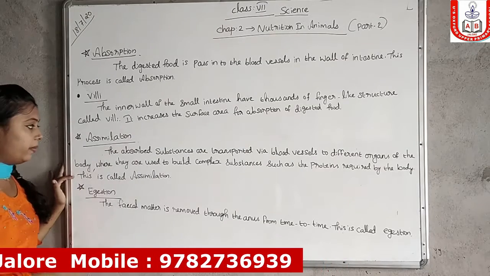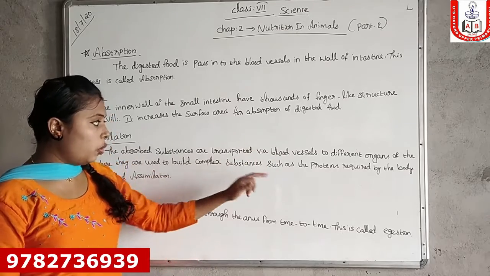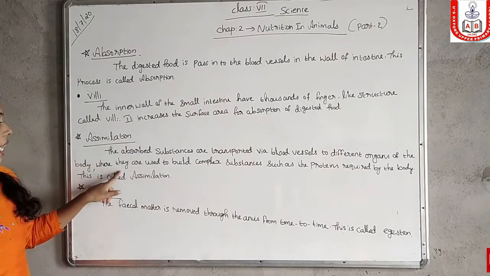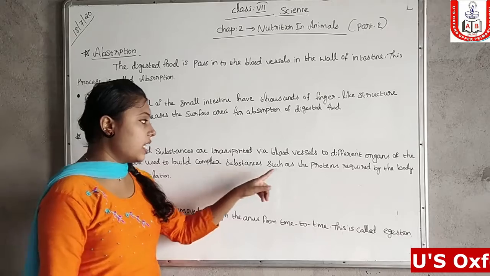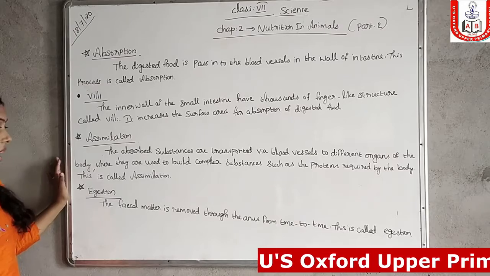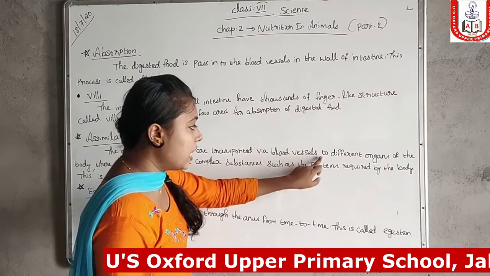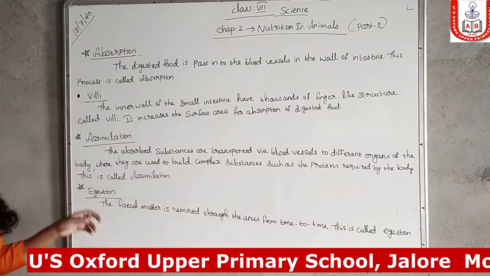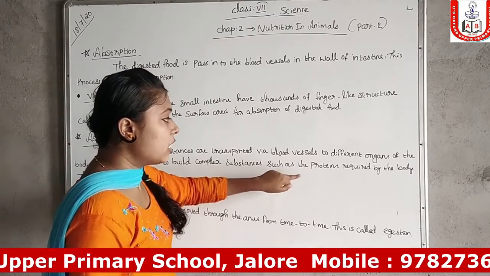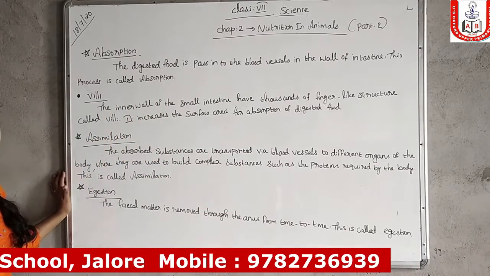Next one, assimilation. The absorbed substances are transported via blood vessels to different organs of the body, where they are used to build complex substances such as the proteins required by the body. This process is called assimilation.